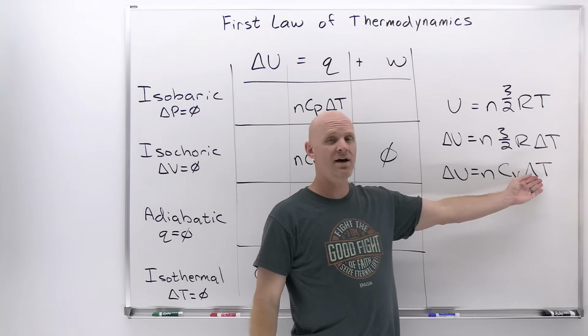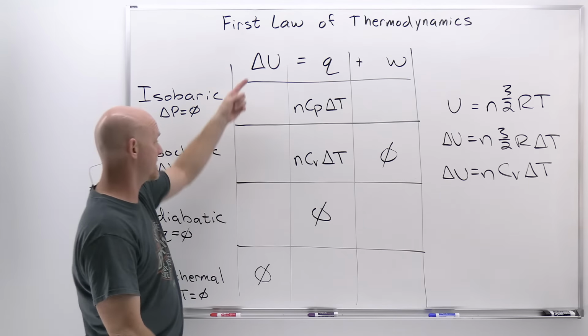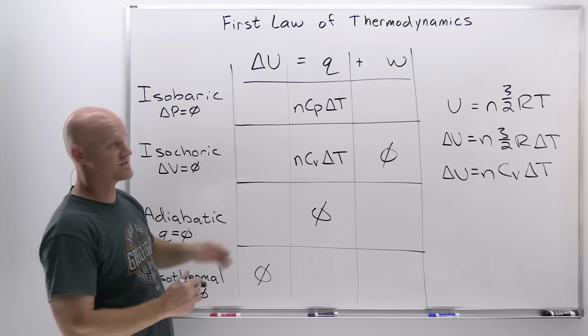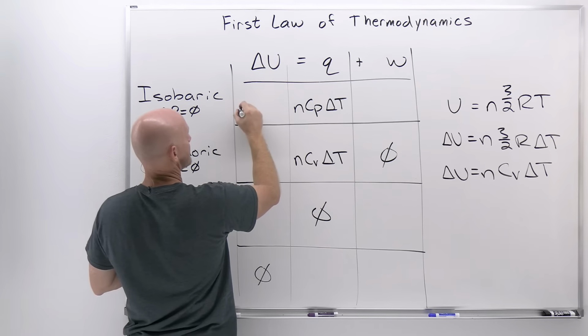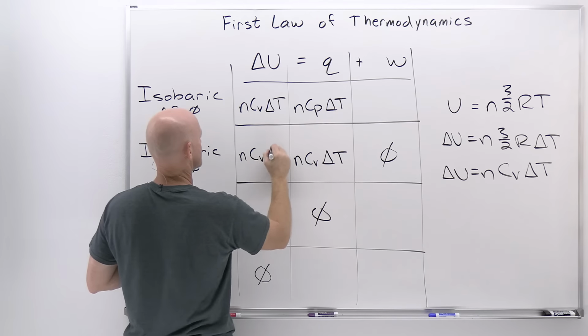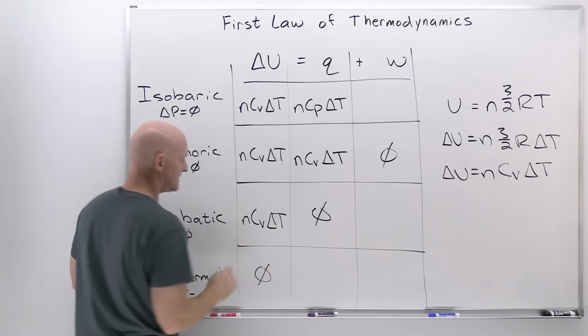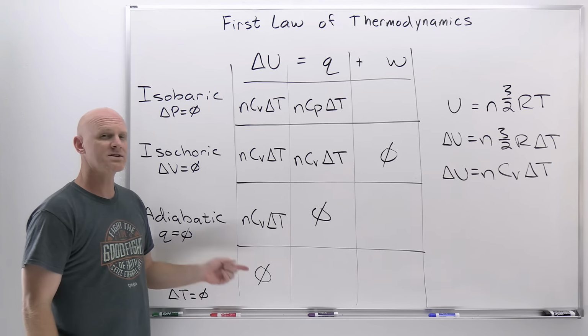It was totally dependent on having a change in temperature. And that's always a formula that will work for the change in internal energy, and we can just copy it right down the list in any one of these conditions. And so in this case, we're going to have nCvΔT, nCvΔT, nCvΔT, except we don't have it there, except we kind of do, right?